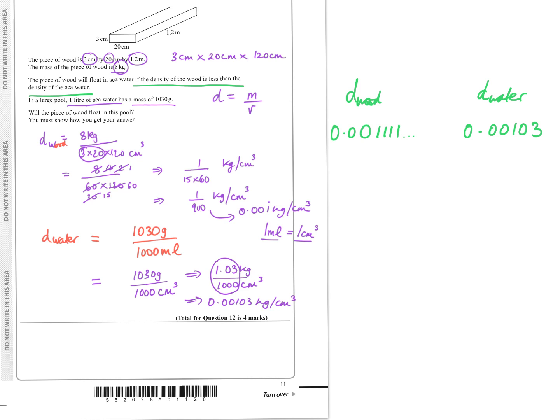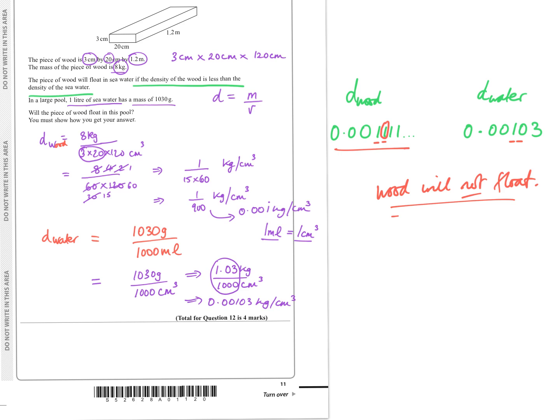And I just want you to understand that to one significant figure, they're the same. But to the second significant figure, you can see that the wood has more. So this is actually more. So the density of wood is less than the density of seawater. But it's actually more. So it will not float. So the wood will not float.